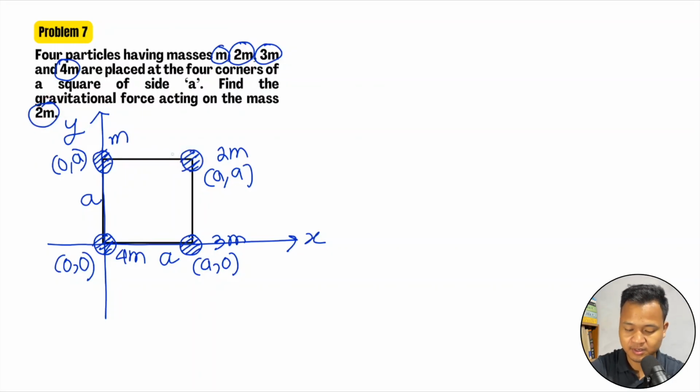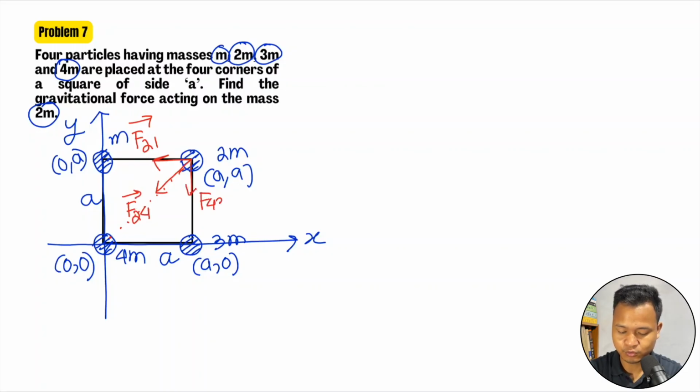Okay. So here, between m and 2m there is a force of attraction. So this is force on 2 due to 1, force on 2m due to m. Similarly, we have forces between 1 and 2, 3 and 2, 4 and 2. So force on 2 due to 4, and then force on 4 due to 3.